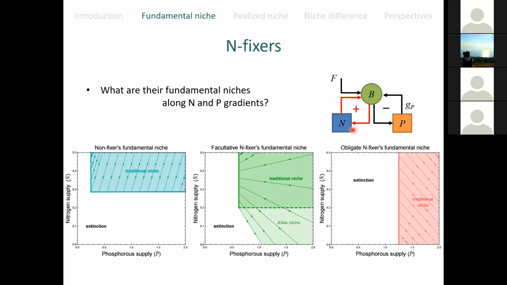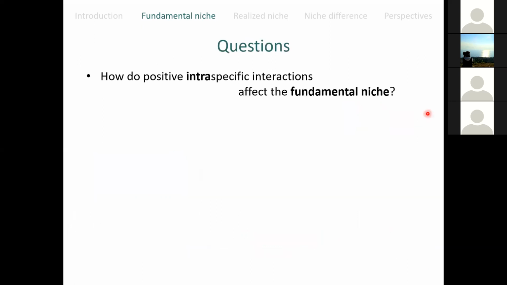And in the end, I just want to show the example of the obligate N fixer here, that there's no minimal amount of nitrogen it needs. And interestingly, even though there's a strong positive feedback on nitrogen in the soil, as you can see, there is no Allee niche in this example. So it's a bit of a counterexample. There's no alternative stable state in this setup.